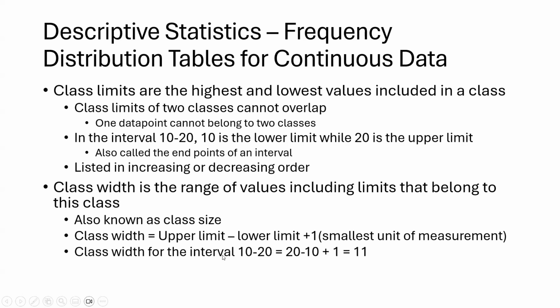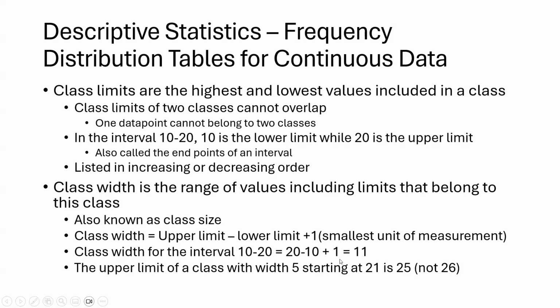A class width for the interval, this is an example. If we have the same example interval 10 to 20, the class width is going to be the upper limit, which is 20, minus the lower limit, which is 10, plus 1. Again, assuming that this is the smallest possible measurement, it's going to be 11.